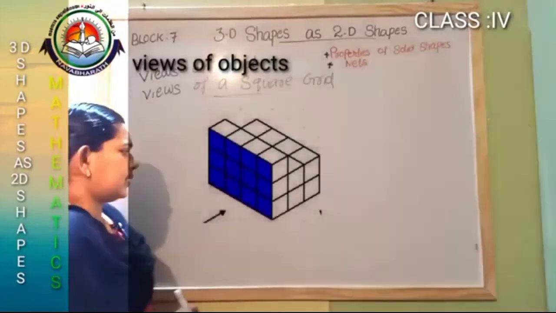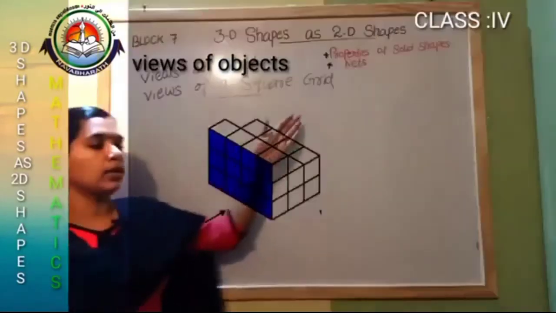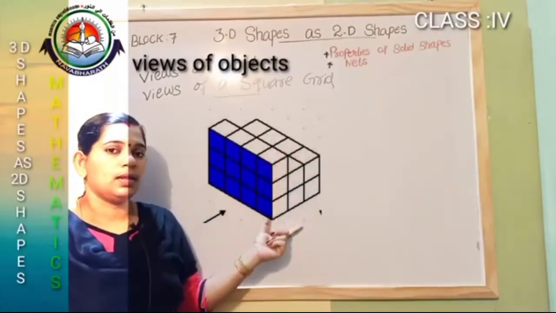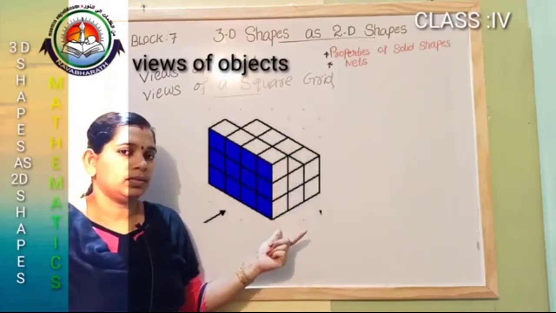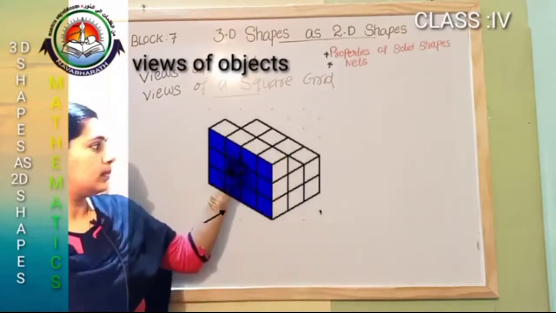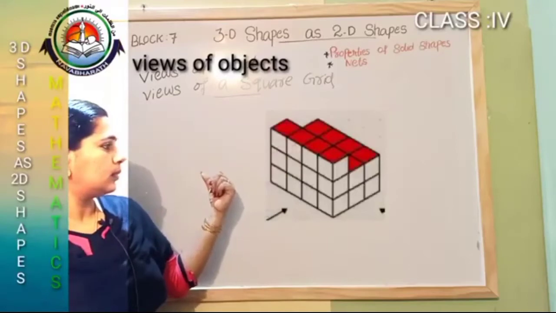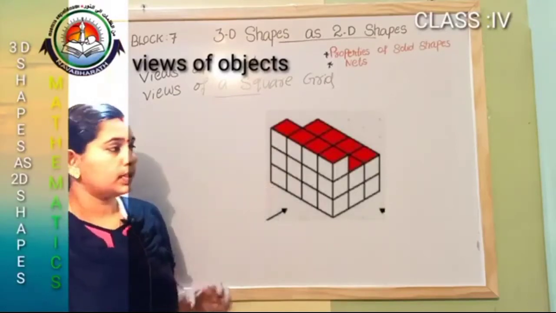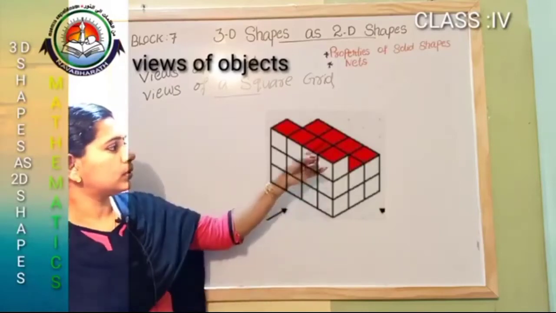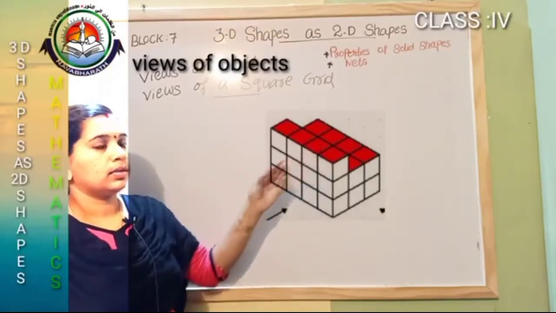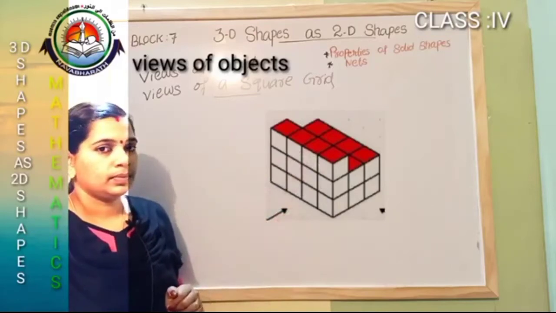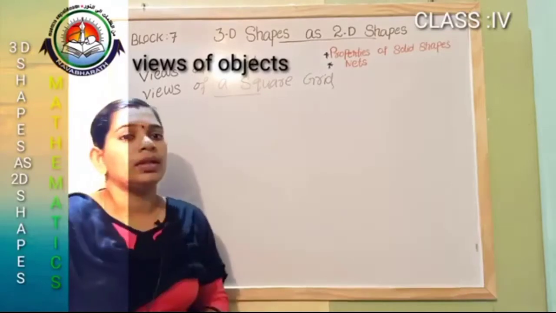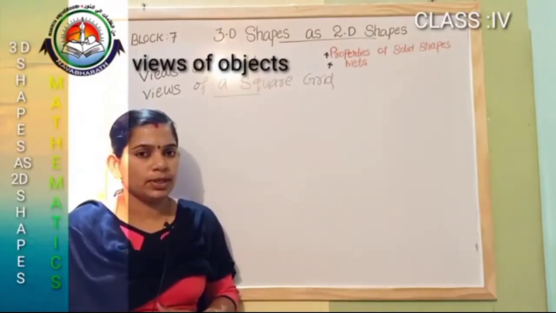In this square grid, look at this figure. Which side can we see now? Side view. How many small squares are there? 12 small squares are there. The next is a square grid. Which side can we see now? Top side. Then how many small squares are there in the top? 1, 2, 3, 4, 5, 6, 7, 8, 9, 10, 11, 12. The top also has 12 small squares. Okay. Then we will discuss some problems from your textbook.